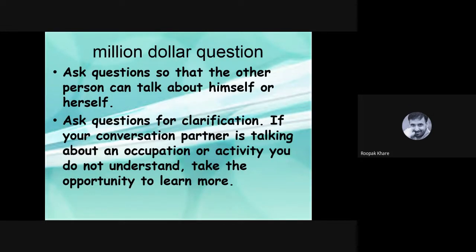And then the $1 million question. Ask questions as much as possible. When you want to involve people and ensure that those people are listening to you, you should keep asking questions in between, right? So this question always has a lot of value in taking up the relationships to the next level. And of course, you understand the topic, the conversation better when you ask questions. So it is important that you ask a lot of questions.